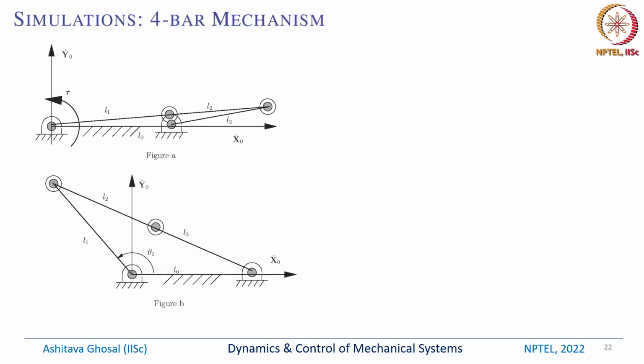We can also simulate the 4-bar mechanism. So we have derived the equations of the 4-bar mechanism. What I'm going to do is place the 4-bar mechanism in this almost folded configuration. So the first link, the fixed link, is this, the second link is this way, the third link is this way, and the fourth link is this.